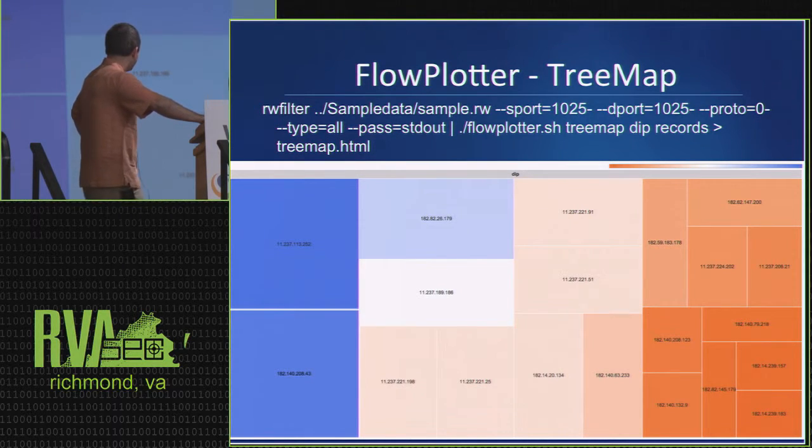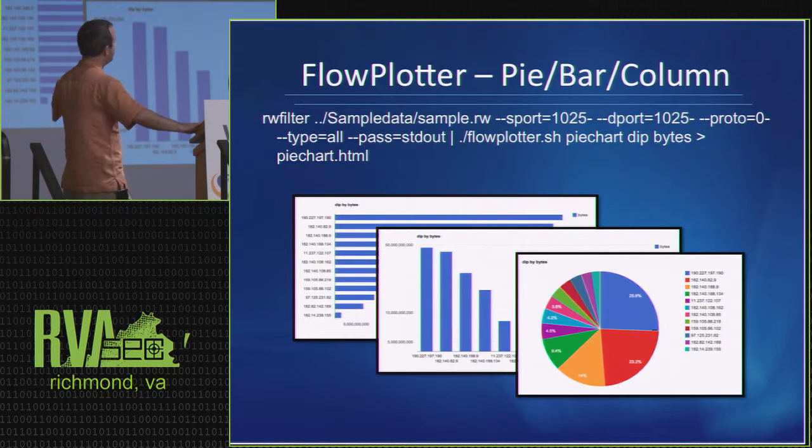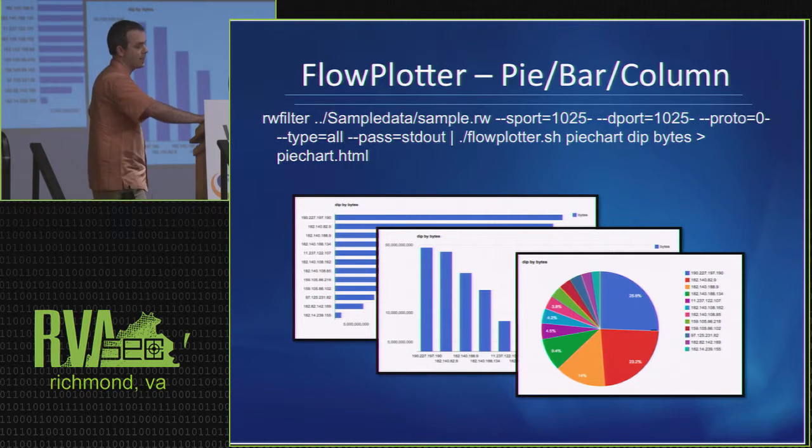Here's a tree map. A lot of people requested tree maps. I don't really like them. So if you like tree maps, you can use this one. Here's a pie, bar, column chart. It's all the same data in the actual charts, but it's looking for high port stuff.